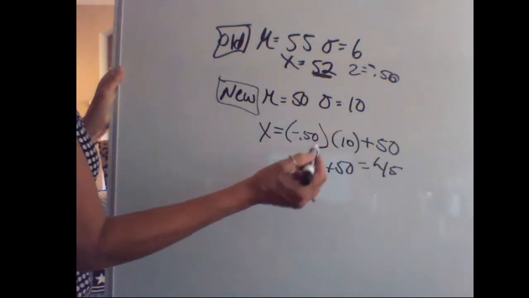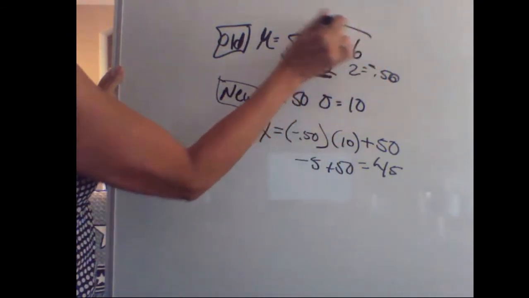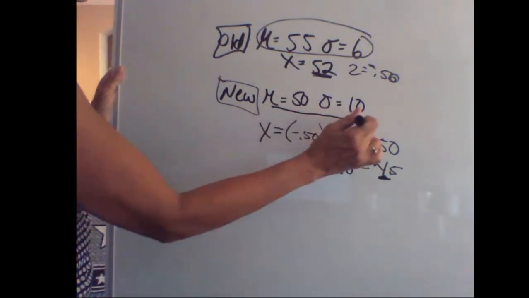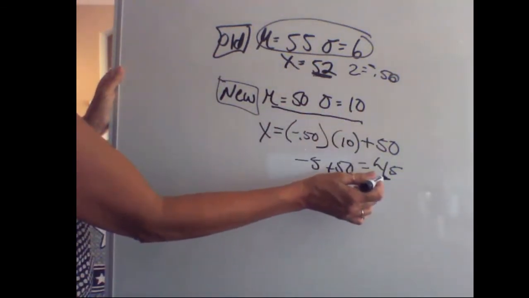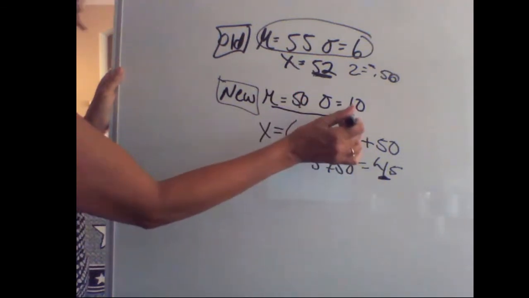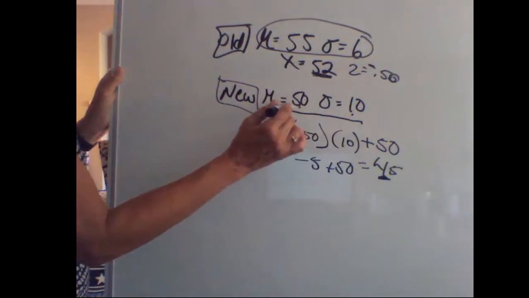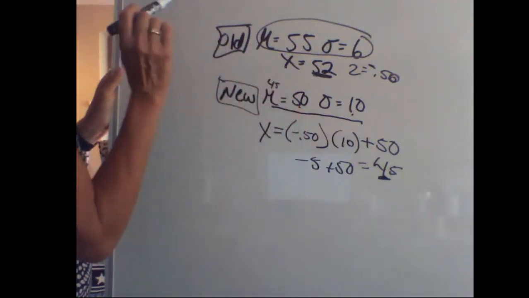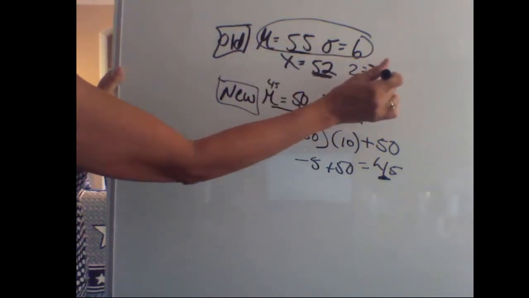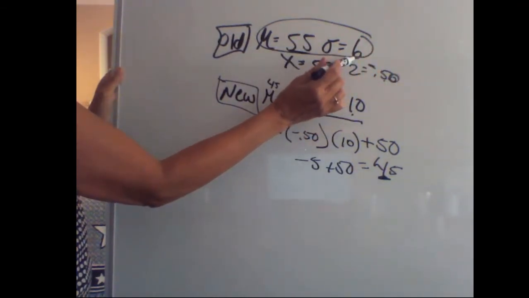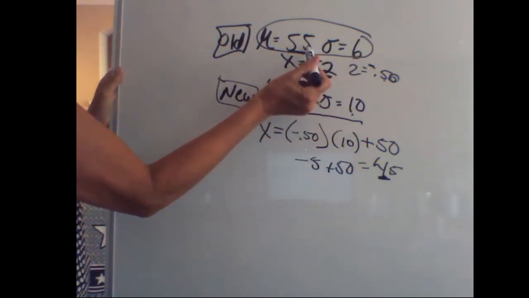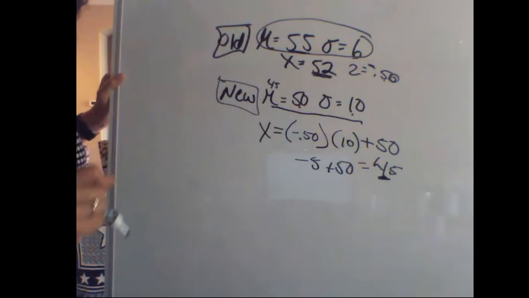So that means that a score of 52 in this distribution would be equal to a score of 45 in this distribution, because a score of 45 is a half a standard deviation below the mean. Standard deviation is 10, so half of that is 5. A half below would give us 45, right? So let's just double check this. The mean is 55. It's a half a standard deviation below. The standard deviation was 6. Half of that is 3. 55 minus 3 is 52. That's how we can kind of check our work.